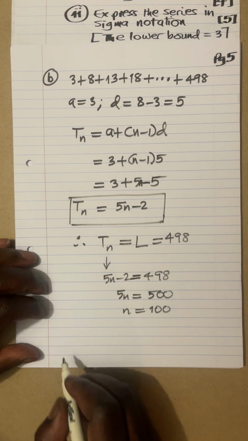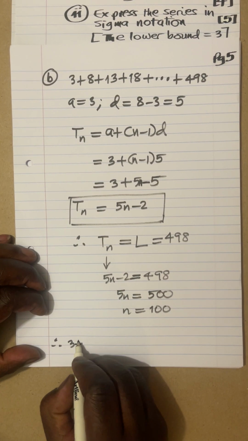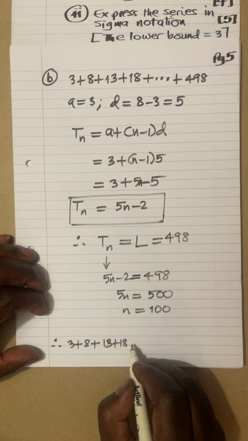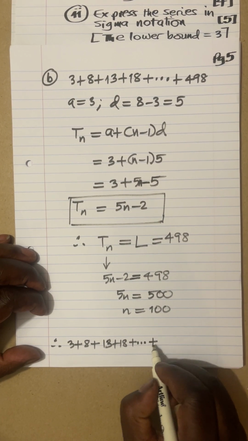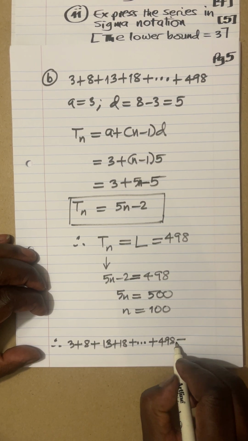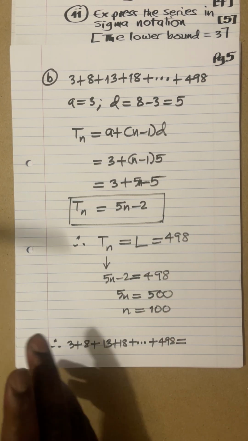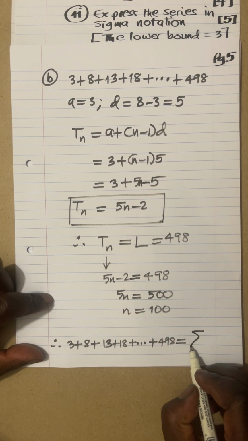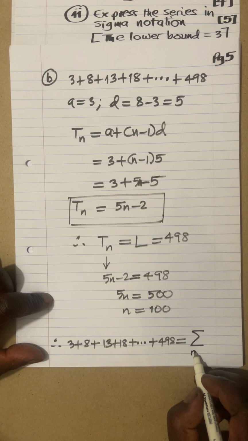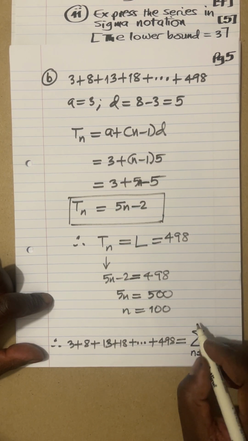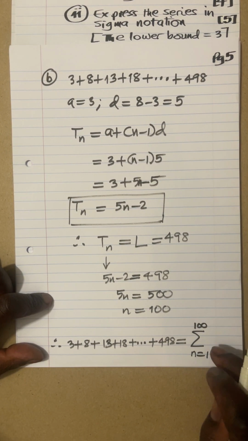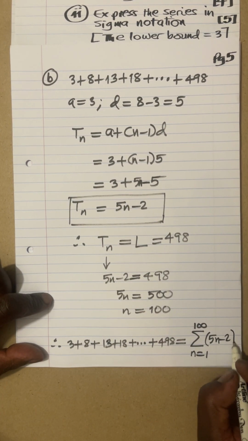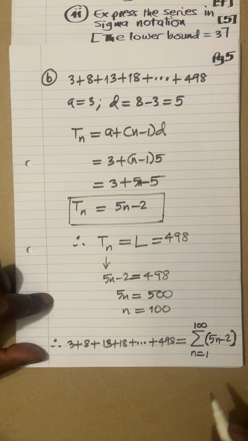And then we're going to say simply, therefore, 3 plus 8 plus 13 plus 18 plus dots plus 498, please take note of that, the answer must just be equal to the sum from n equals 1 all the way up to 100 of what? In that place there, we put the general term, 5n minus 2, and then we're done. This is what the question is requiring us to do.